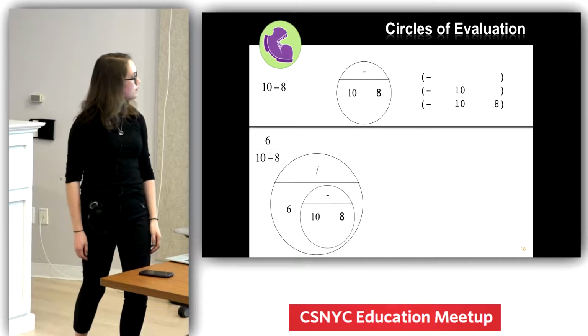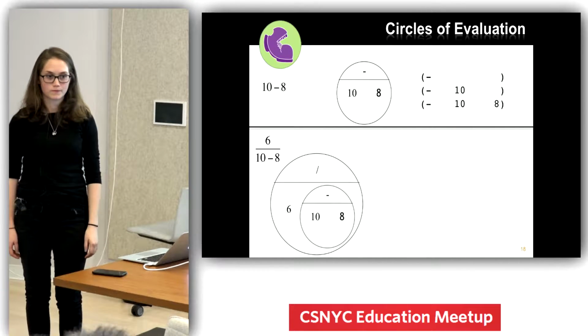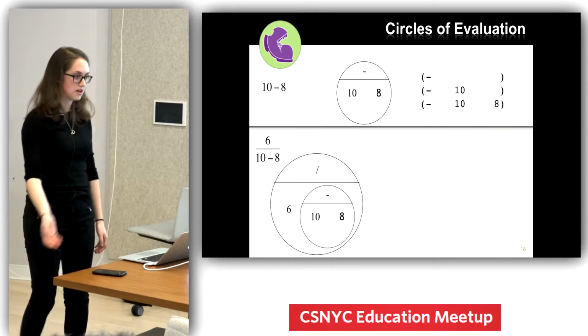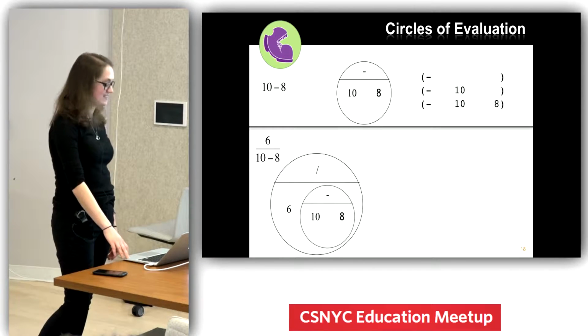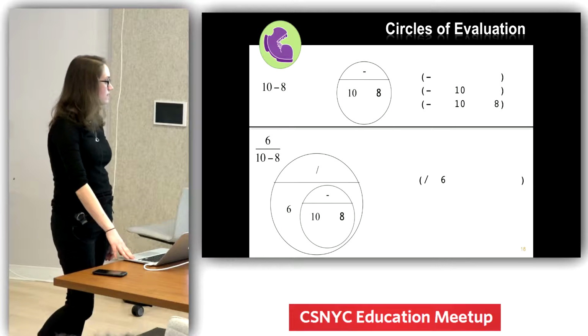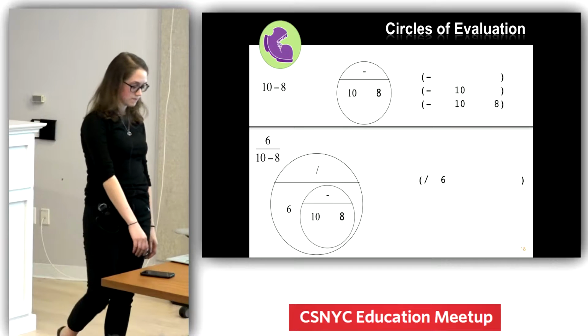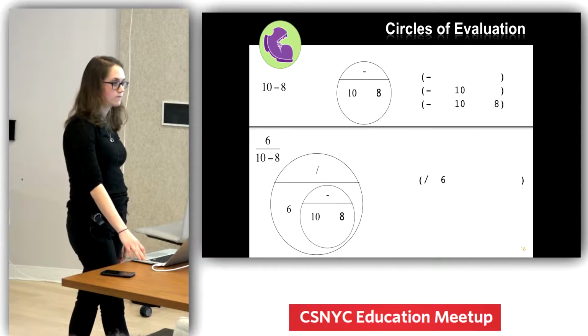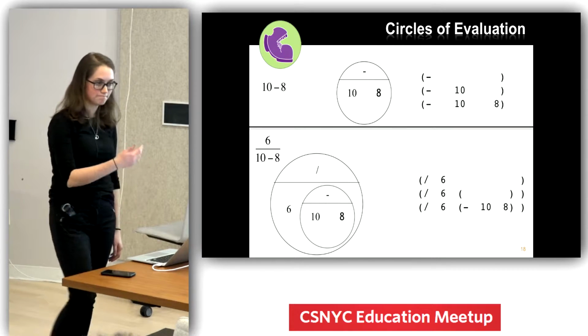And can somebody help me be the ant to walk through the circle and break out the code? Kelly, want to help me out? Well, we start off with the open parenthesis, the operator division, and 6. And I would assume we have a nested open parenthesis, minus 10 and 8. Yeah.